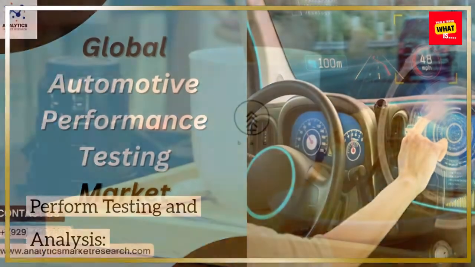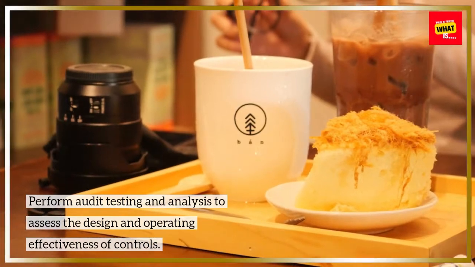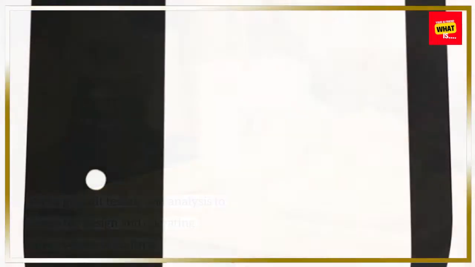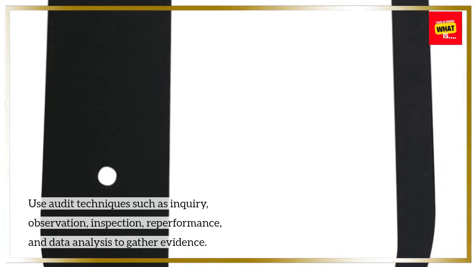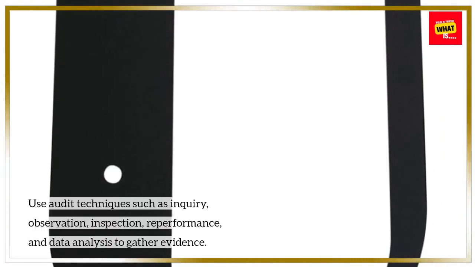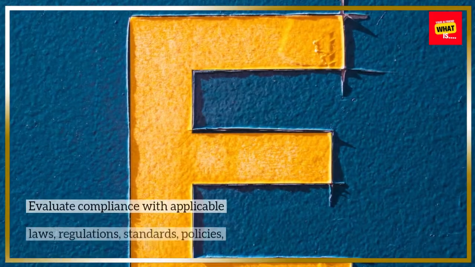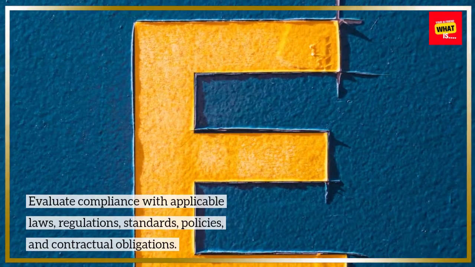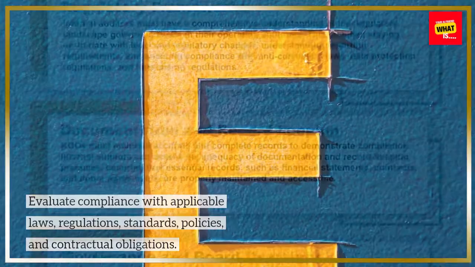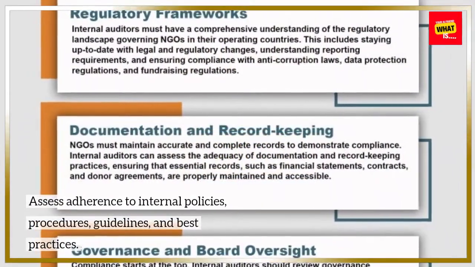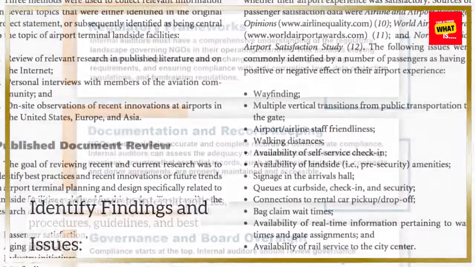Perform testing and analysis. Perform audit testing and analysis to assess the design and operating effectiveness of controls. Use audit techniques such as inquiry, observation, inspection, reperformance, and data analysis to gather evidence. Evaluate compliance. Evaluate compliance with applicable laws, regulations, standards, policies, and contractual obligations. Assess adherence to internal policies, procedures, guidelines, and best practices.